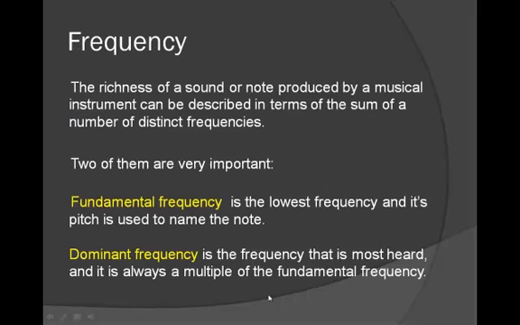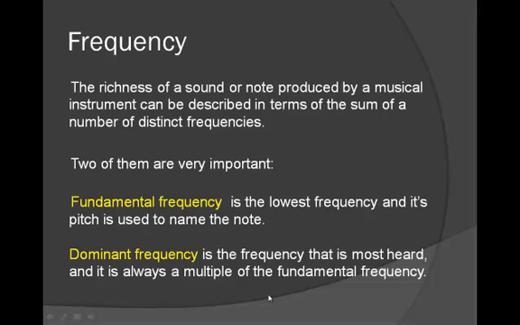We used to think that each note is related to only one frequency, but in fact each note is made of a lot of other frequencies. Two of them are very important to name. The fundamental frequency, that is the lowest frequency, and its pitch is used to name the note, like 440 Hz is related to the A note, and the dominant frequency, that is the frequency that is most heard, and it's always a multiple of the fundamental frequency.